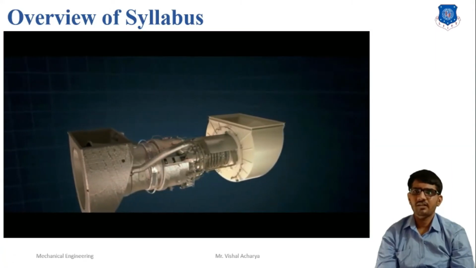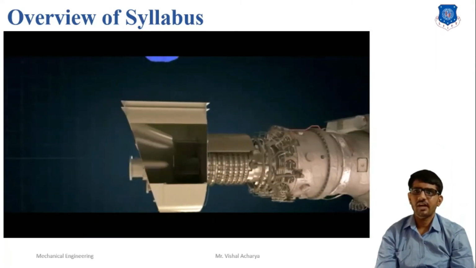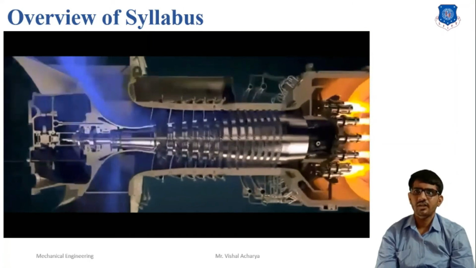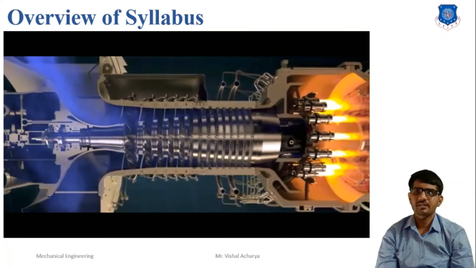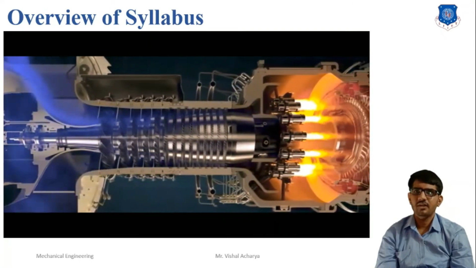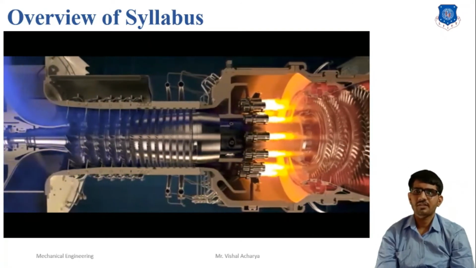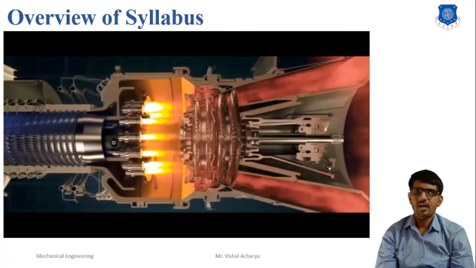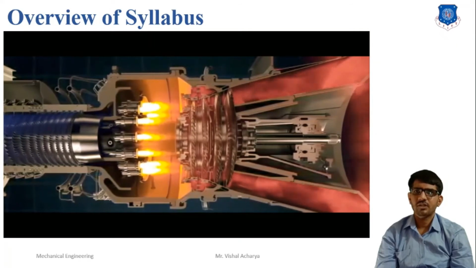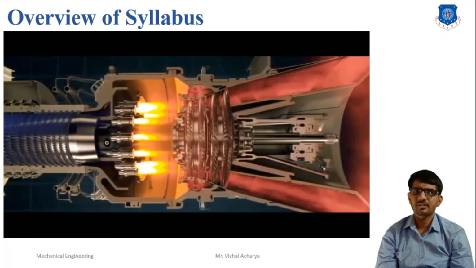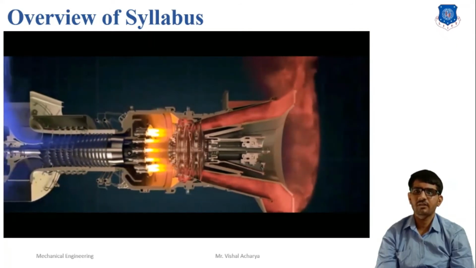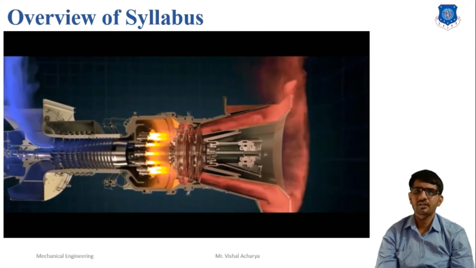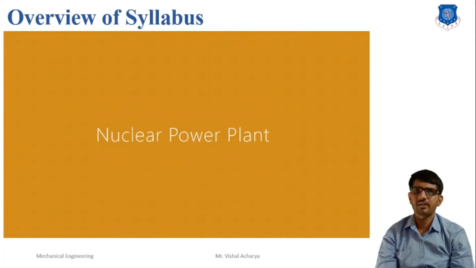Here are the main three components. First is the air compressor, second is the combustion chamber, and third is the hot gases. Here first, air enters from the atmosphere and is converted into high pressurized air. Here high pressurized air in the combustion chamber is converted into hot gases. Hot gases pass to the turbine and produce mechanical power, and mechanical power is converted into electrical power with the help of the electric generator.